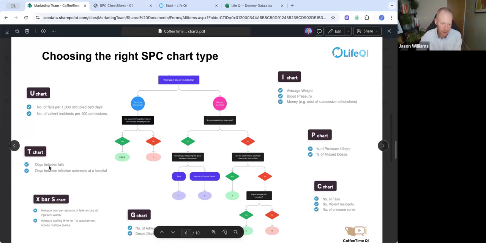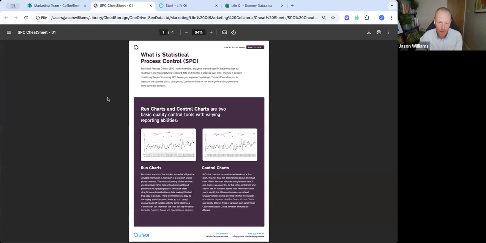If it's days between falls, days between something, days between infection outbreaks, there's a good chance it's going to be a T chart. So we've got examples like this here on this slide and within Life QI itself that help you think, oh yeah, I'm measuring something like that, then that's probably the right chart type for me. But what we're going to do now is I'll bring up a bigger version of this decision tree and try and walk you through the kind of questions that you want to ask yourself in order to arrive at the right chart type, basically. And we've got this in what we call this SPC cheat sheet.